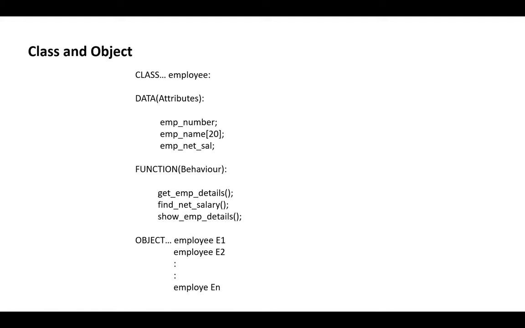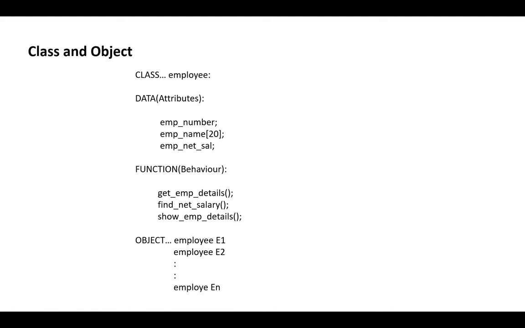Say for example, different employees, E1, E2, or say Radha, Ram, Sham, etc. They are all physical entities, they are all real world entities. So whenever an object is created, the memory gets allocated in the RAM. So this is what the main difference is. Whenever an object is created, the memory gets allocated.